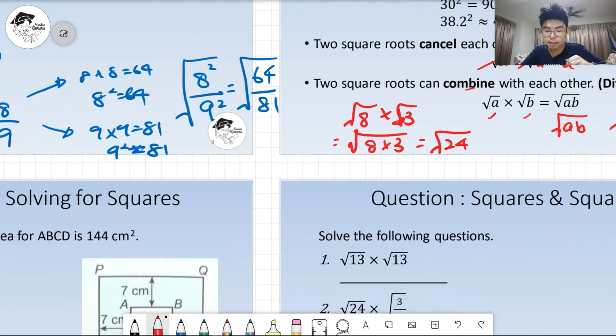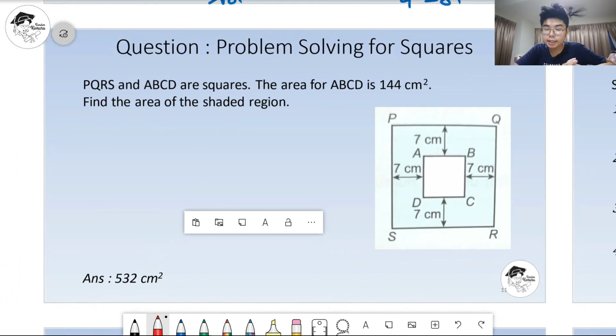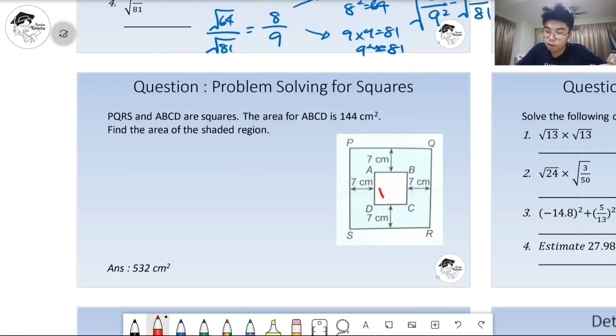So I believe we are done. Just the K-bar exercise here. PQRS and ABCD are squares. PQRS is the bigger box, ABCD is the smaller box. The area of ABCD, the smaller box, is going to be 144. Then they ask you to find the shaded region, which is this part here.